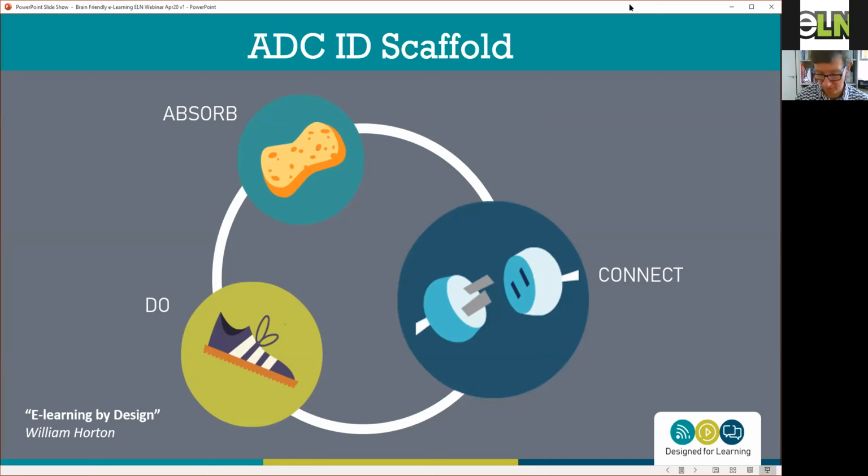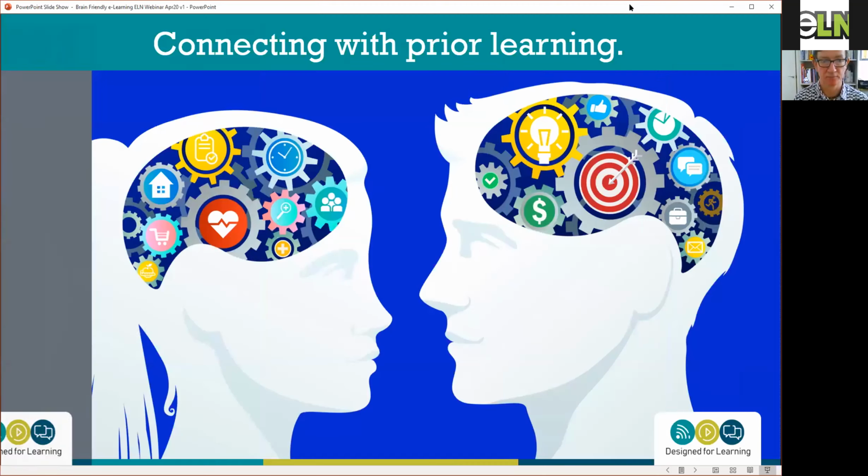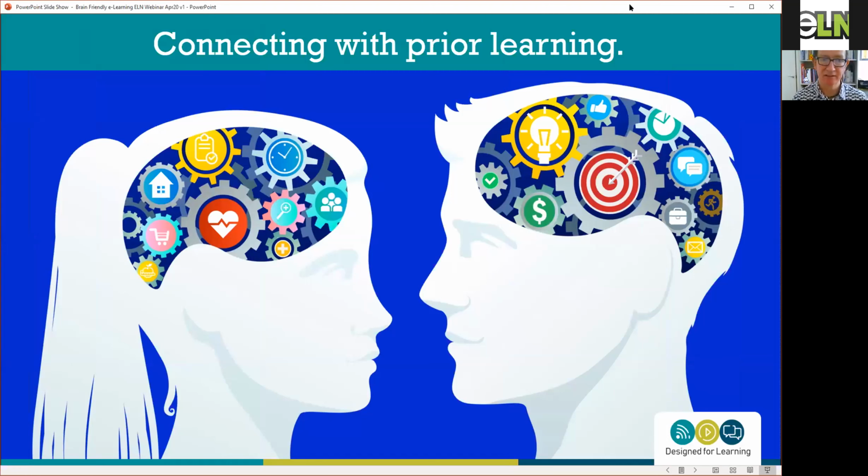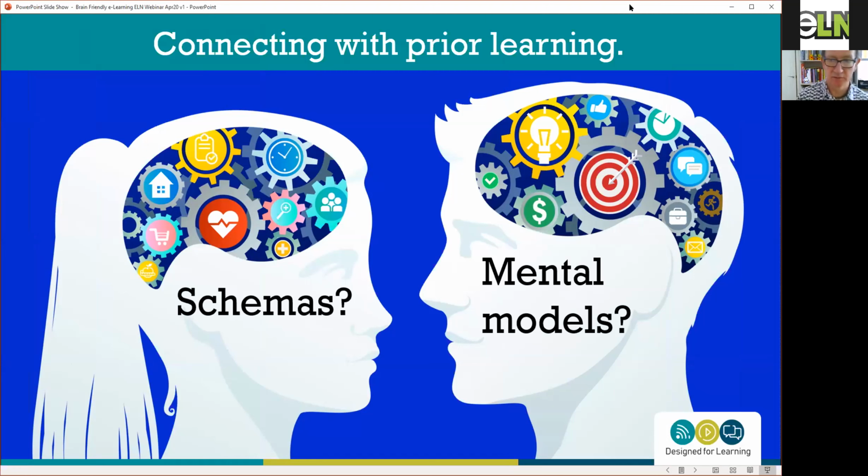We still need the content, but we need to position the content in the context and connection with the learner. And the big thing here is connecting with prior learning. People already know stuff. What we've got to do as learning designers is think, how can we find out what they already know? How can our learning design tap into what they already know? That taps into their schemas and also their mental models. So we need to try and surface some of those things before we try and teach people new stuff.